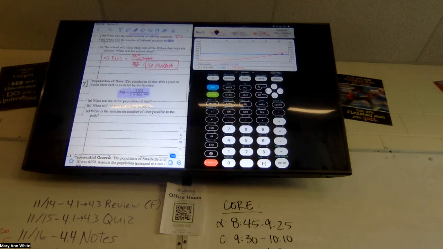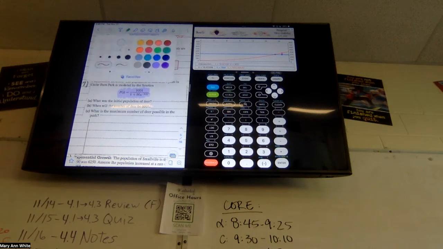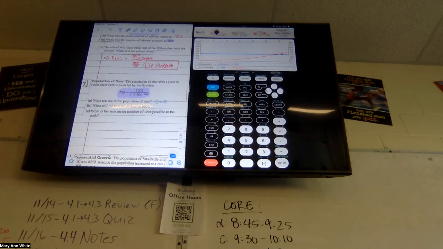Where? For my t, very good. T is going to equal 0. So we're going to say P of 0 is equal to 1001 over 1 plus 90 e to the negative 0.2 times 0.